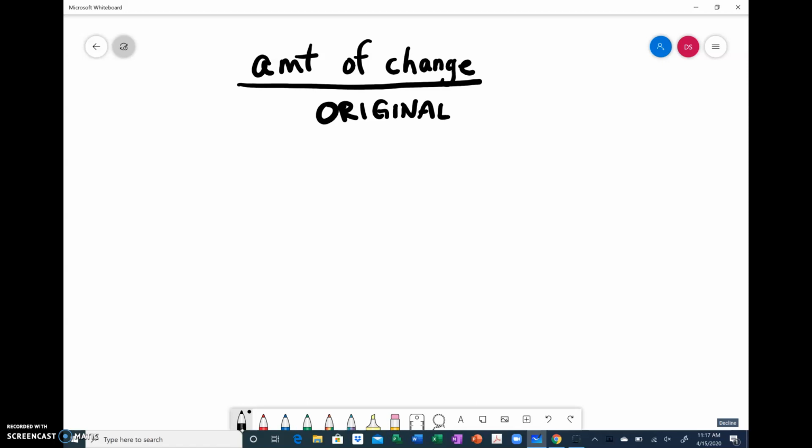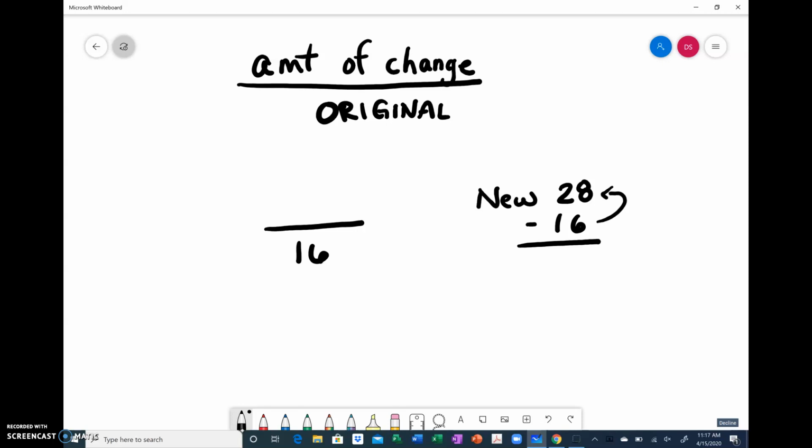So, number 1, guided practice. Again, if you want to pause the video, work these 3 out, and then come back and I'll give you the answer as we're doing it. All right, number 1. It tells us that the original is 16 and the new is 28. If the new is 28 and the original was 16, that means that we had an increase, right? Because we went from 16 to 28. I need to subtract to see what the increase was.